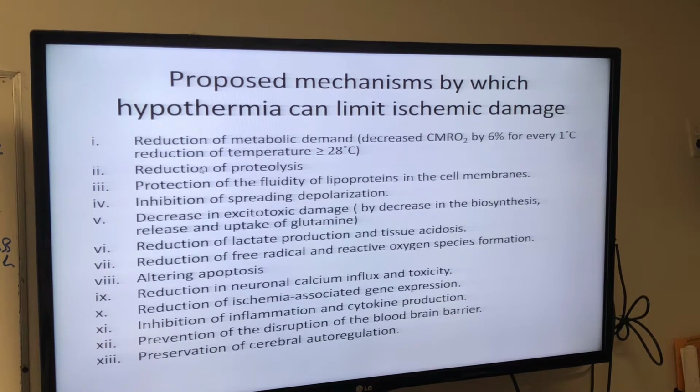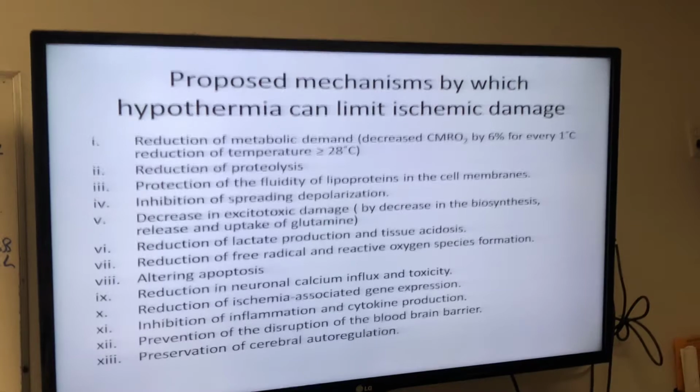But you know, there's things that make sense, like basically reducing metabolic demand by 6% at every degree Celsius down, reducing proteolysis, and protection of the fluidity of lipoprotein membranes, inhibiting the spreading depolarization, which is almost the same thing as decreasing the excitotoxic damage by glutamine. Glutamine is the most common and widespread excitatory mediator in the brain and the spinal cord. So if you decrease the production of glutamine and increase the uptake, it will actually decrease the excitation, the myoclonus that you see happening for those patients.